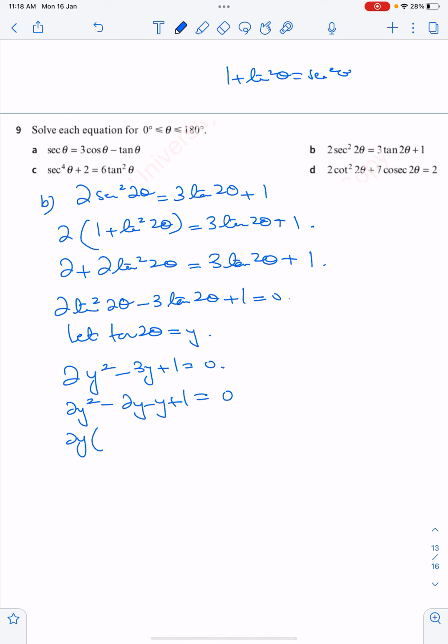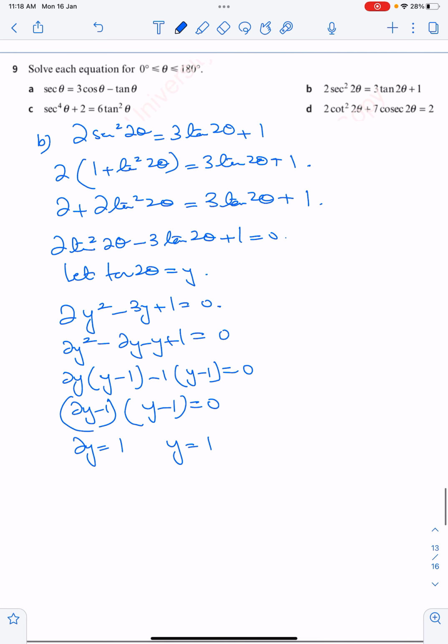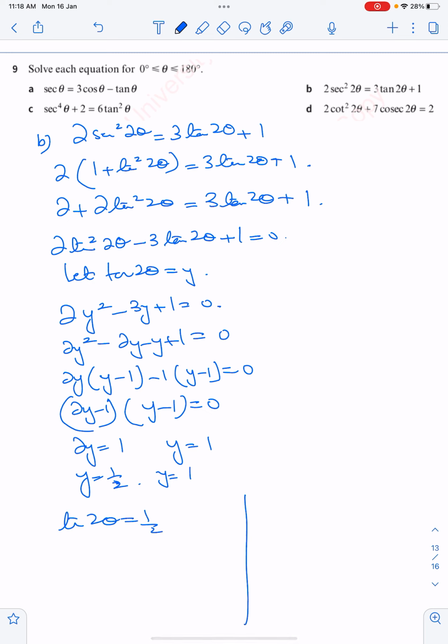Okay, so if I take 2y common, y minus 1 is common. 2y minus 1 and y minus 1 equals to 0. One answer is 2y equals to 1 and the other answer is y equals to 1. So y equals to half and y equals to 1. Y was taken as tan of 2 theta. Tan of 2 theta equals to half and tan of 2 theta equals to 1.